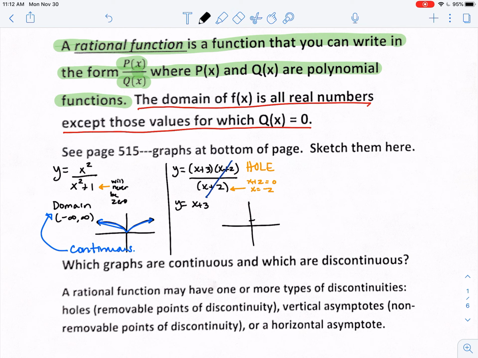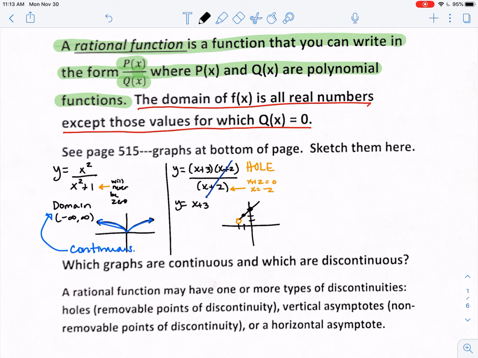So I have 1, 2, 3, 0, 3. I do know I have a hole at -2. If I put -2 into that function, I get 1. So (-2, 1) gives me a hole. Now I'll go ahead and do the slope, down 1, left 1.